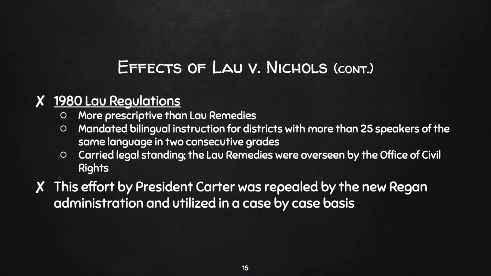But again, the Lau regulations were definitely more prescriptive than the Lau remedies, and they carried more of a legal standing. Unfortunately, the Lau regulations coming into federal policy was an effort by President Carter that was really spearheaded, something he wanted to see happen. But when the new Reagan administration entered into office after President Carter, it was actually repealed. And so the weight that the Lau regulations held was repealed, and it was only utilized on a case-by-case basis. So it really did lose its legal standing and its power, if you will. So that was unfortunate.